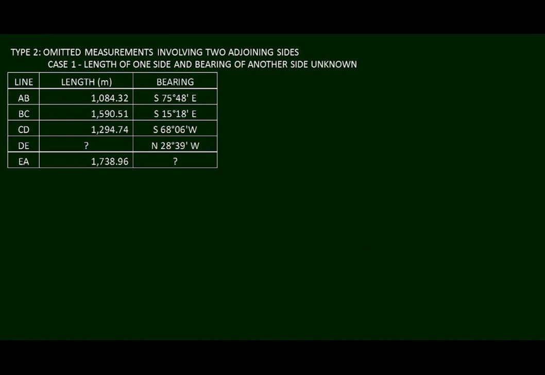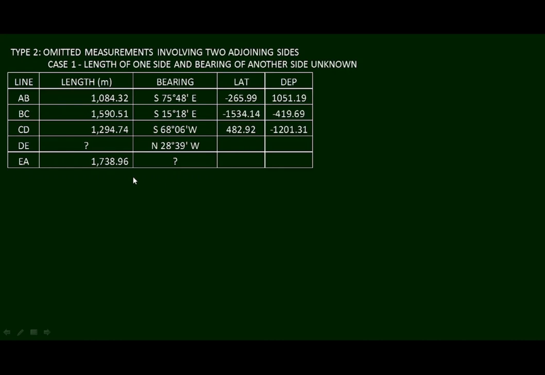Again, when we say adjoining sides, yung dalawang sides ay magkatabi sila. Okay, so for case 1, I have already presented to you an example regarding type 2 case 1. Let's try to solve this one. Given lines AB, BC, CD, DE, and EA, and its corresponding lengths and bearings. As you can see here, walang length and bearing si DE at si EA respectively. So we are required to determine the length of DE and the bearing of EA.